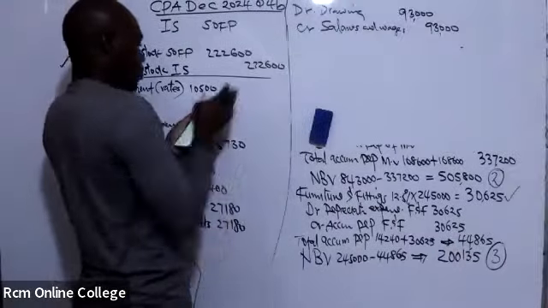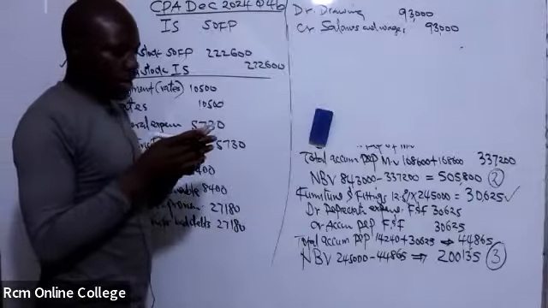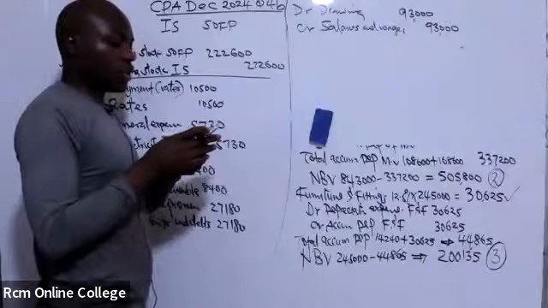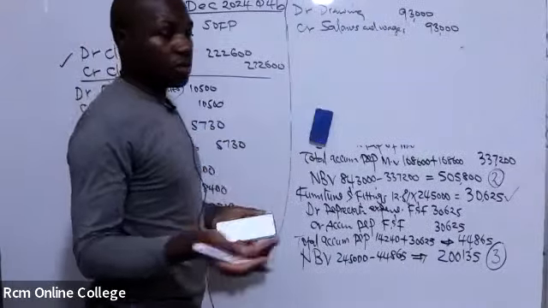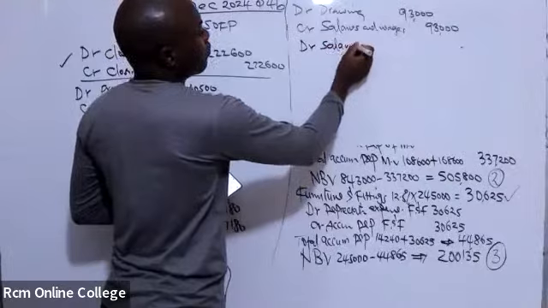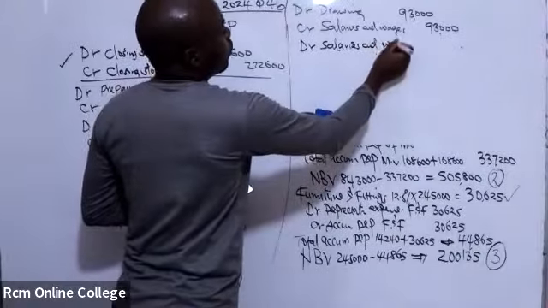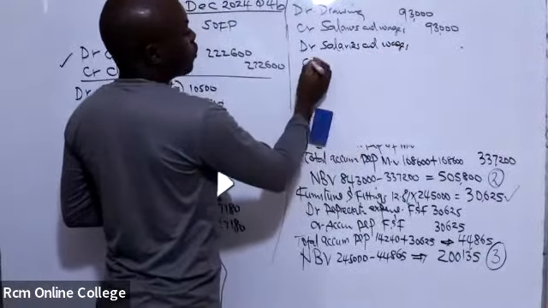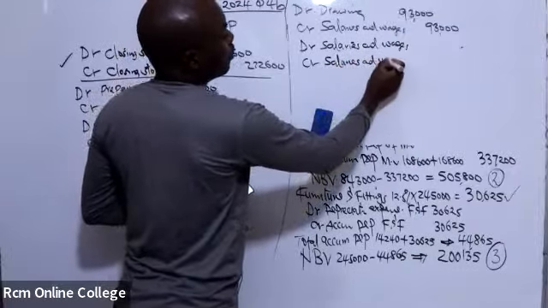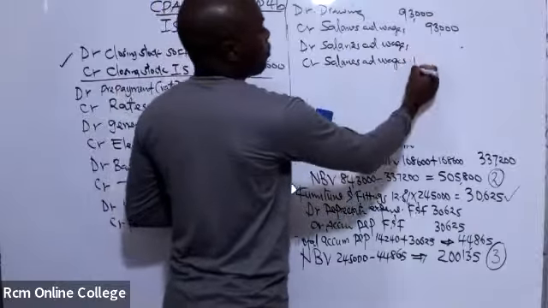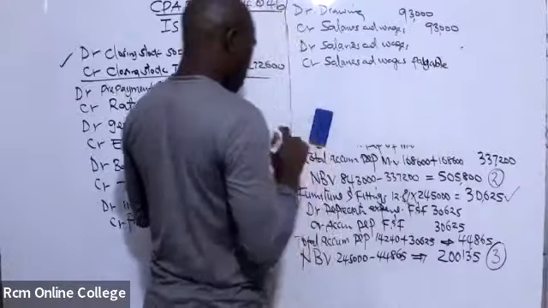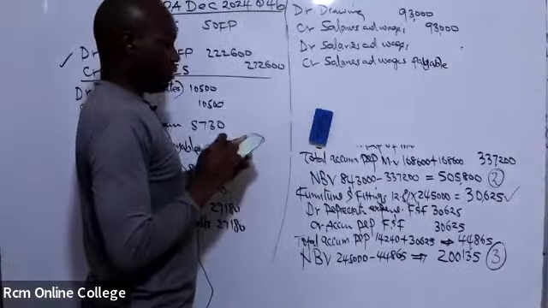That is number 7. Number 8, as of 30 September 2024, outstanding wages and salaries amounted to 37,200. So we are going to get salaries and wages again. Then talk about the liability now, salaries and wages payable. Payable of how much? Of the outstanding amount, 37,200.